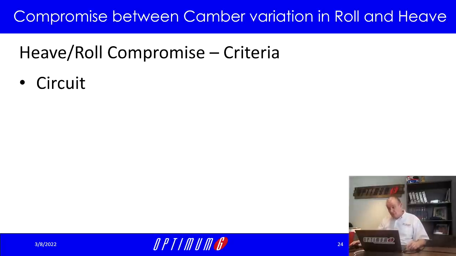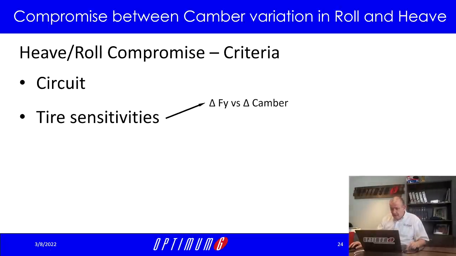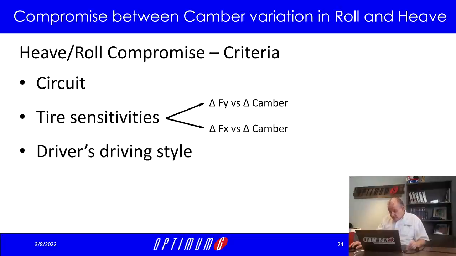Will you want to win the acceleration? You don't care about lateral acceleration. You're going to look at mastering your camber variation in acceleration. It depends on the tire sensitivity, because the ideal camber for Michelin is not the ideal camber for Goodyear. So you're going to look at the sensitivity of the lateral grip and the longitudinal grip versus the camber. You're going to have to look at the driving style.